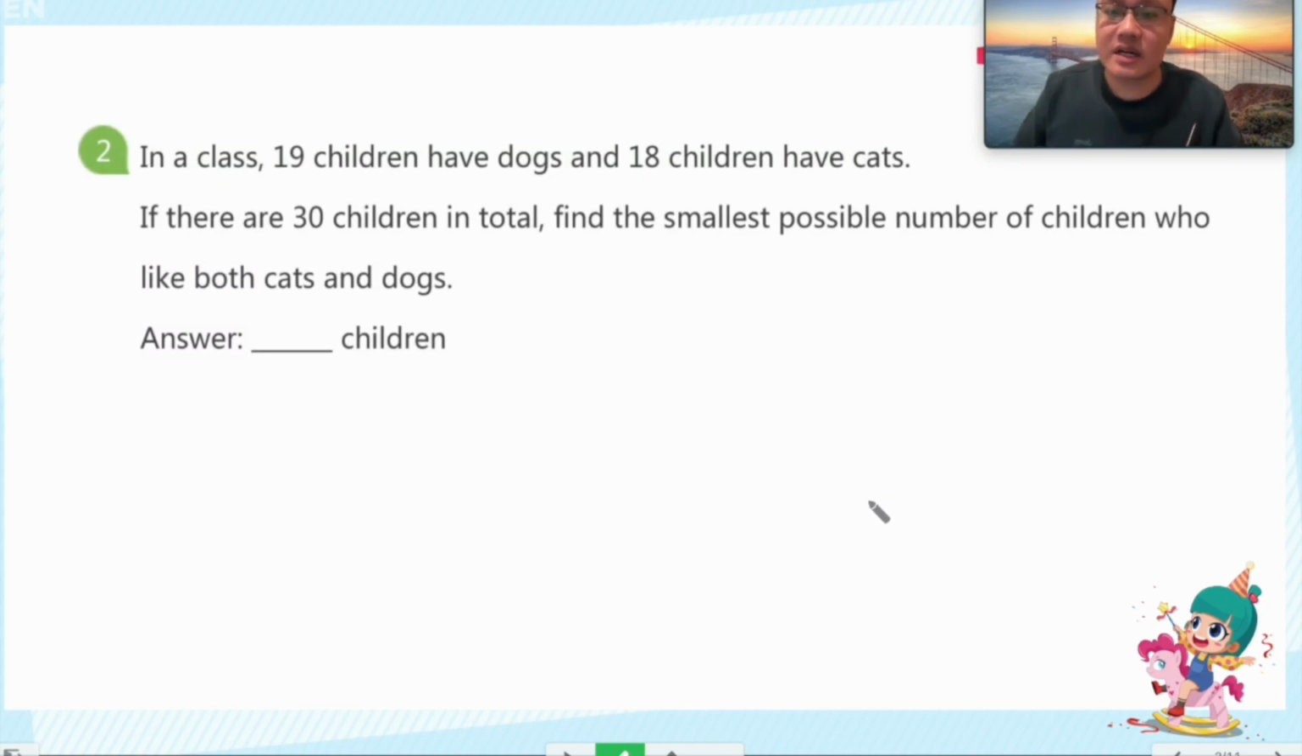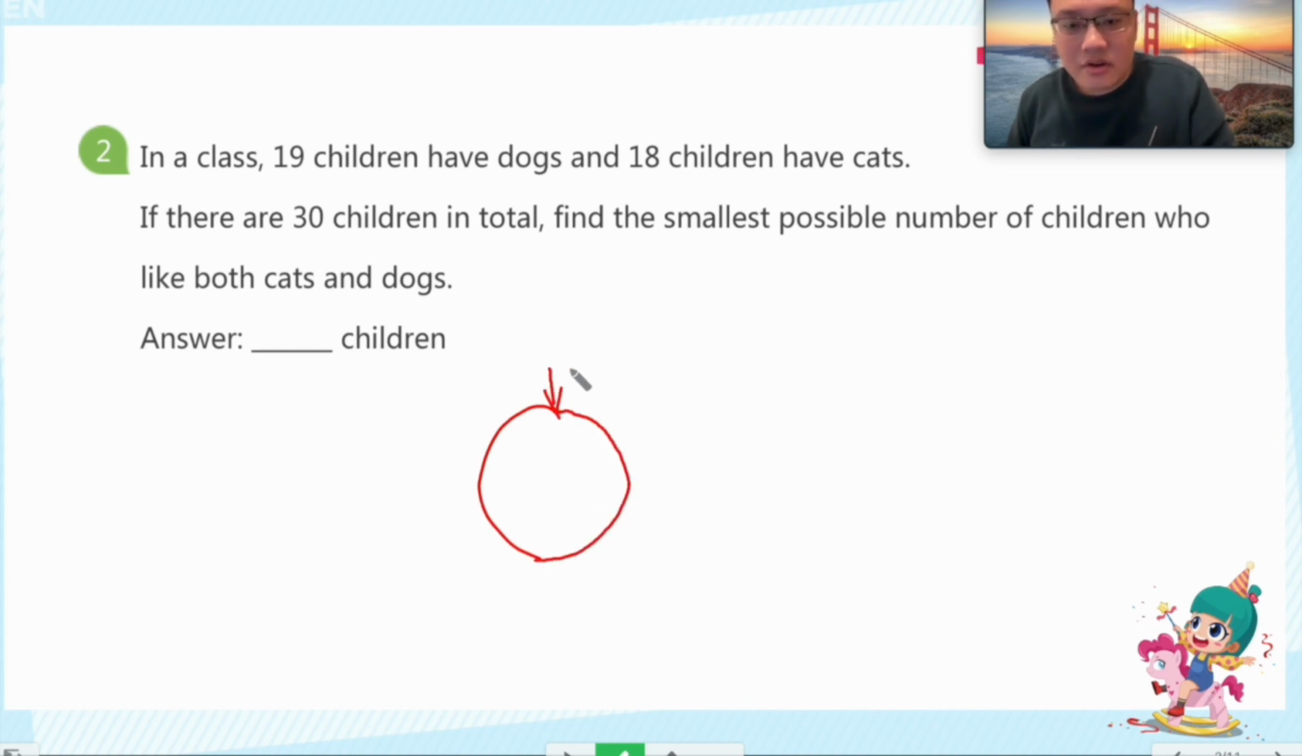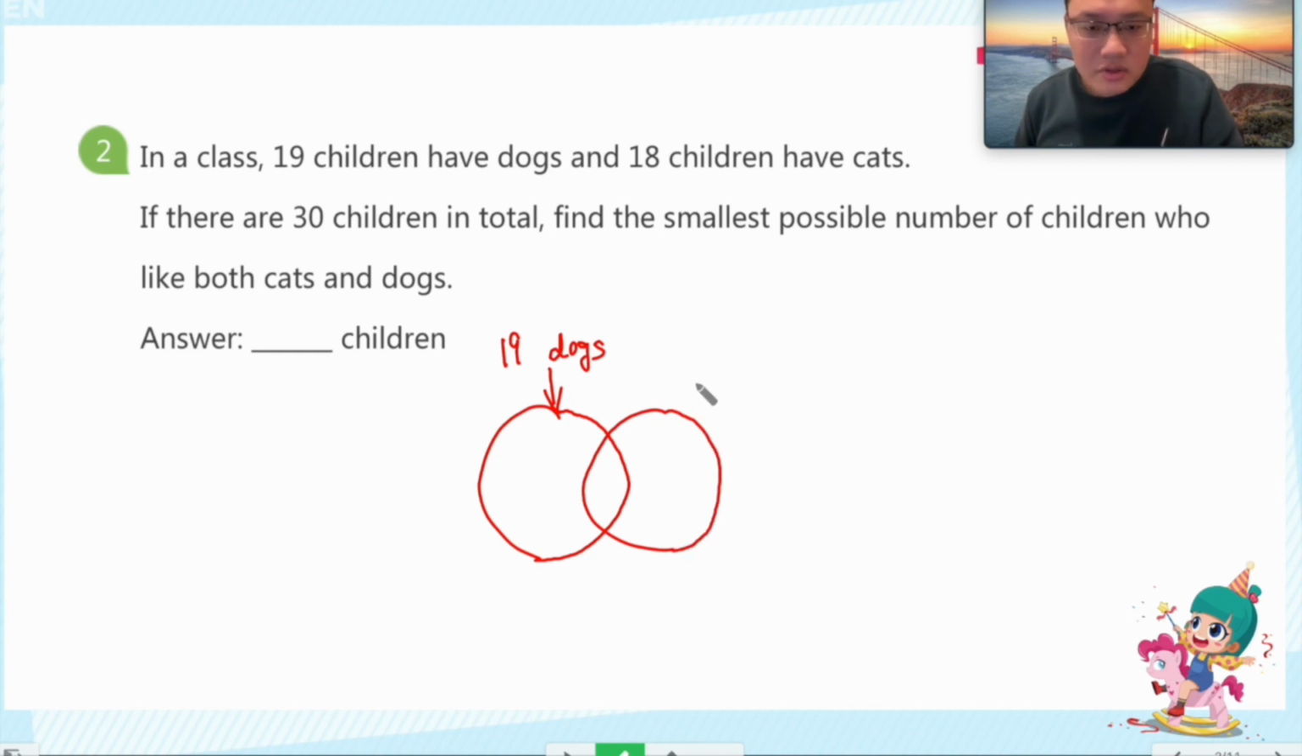In a class, 19 children have dogs and 18 children have cats. If there are 30 children in total, find the smallest possible number of children who lack both cats and dogs. So let's have this Venn diagram. This circle means the number of students who have dogs, which is 19. And of course, this circle represents the number of children who have cats, and that will be 18. And you see, if you add these two together, it's larger than 30, which is 37.